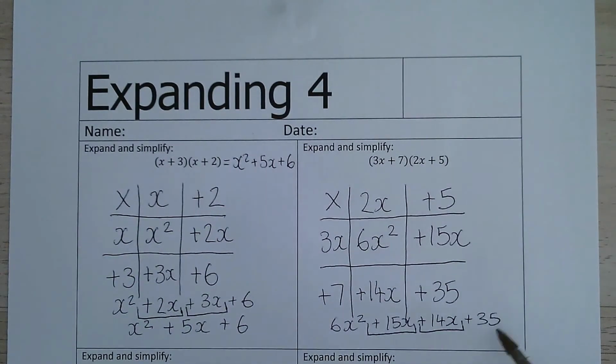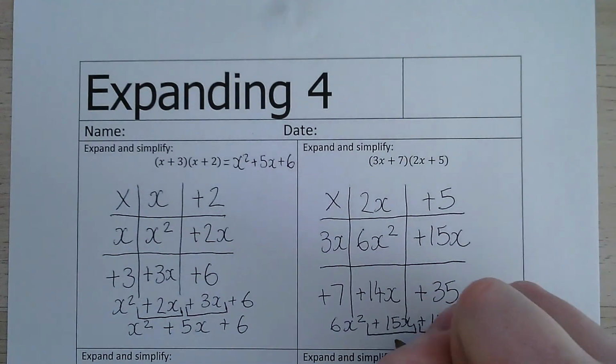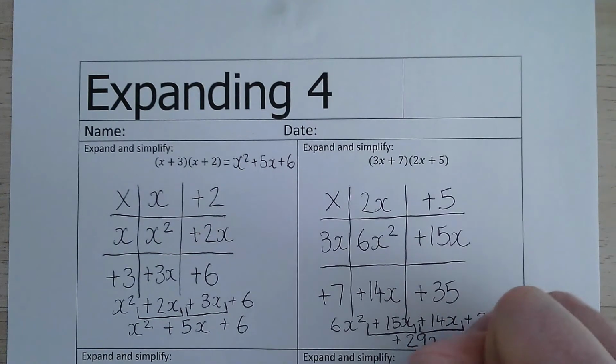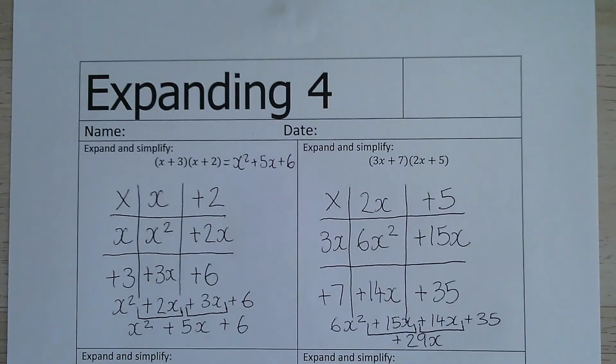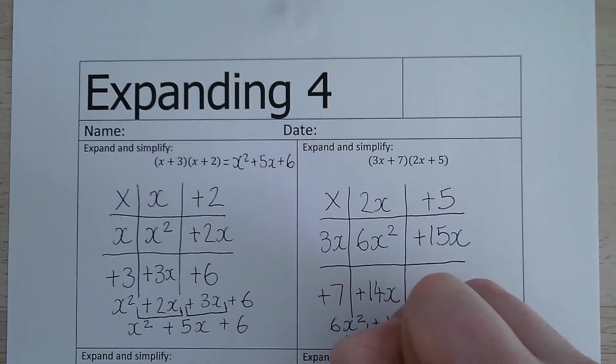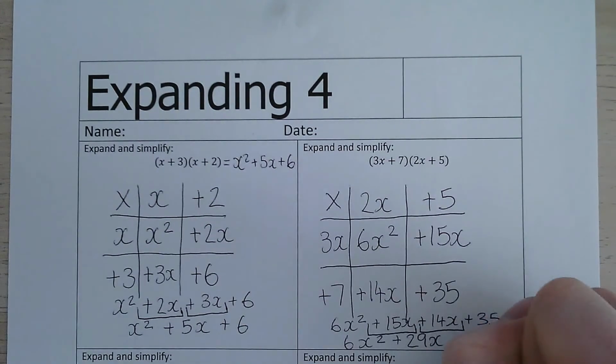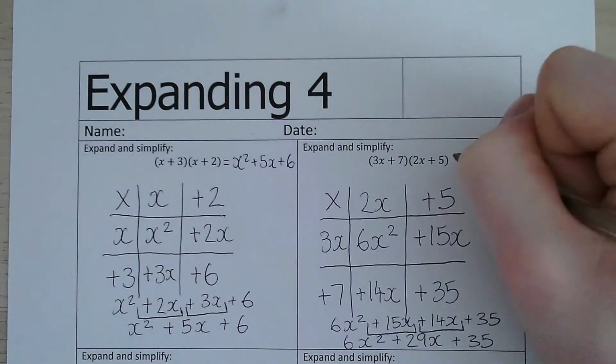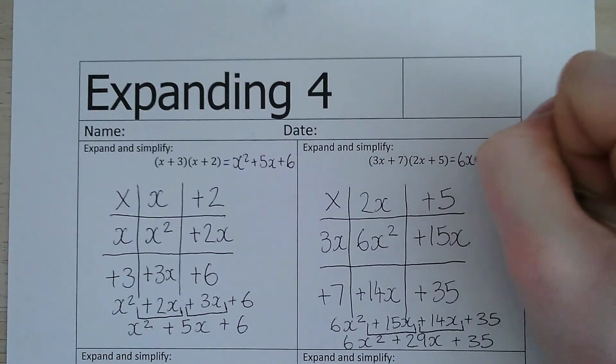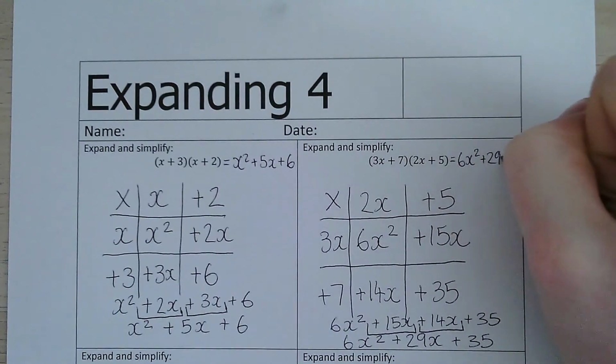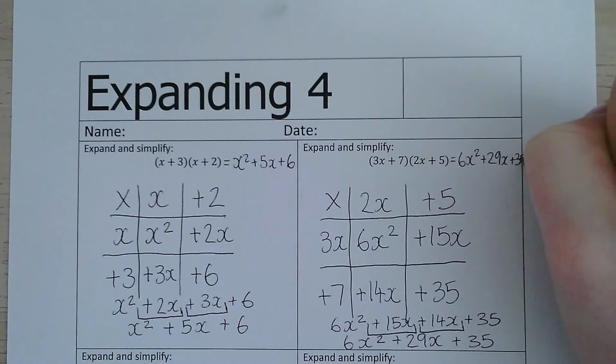Plus 35 is not a like term with either of these terms, because it does not have a variable of x. So plus 15x plus 14x will give us plus 29x. The other two terms will drop down. So we get our final answer overall of 6x squared plus 29x plus 35.